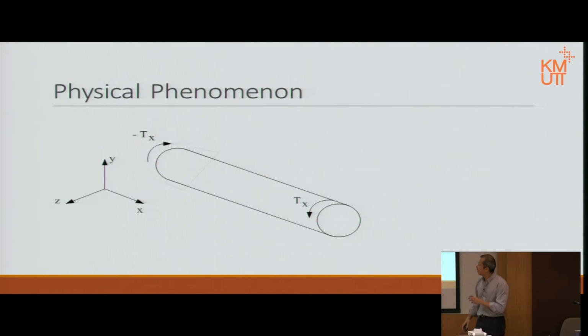Okay, now we're going to simulate the physical phenomenon, right? Just to make the calculation simpler, we'll focus on a circular cross section. Notice this is not really a rubber, this is kind of like a tube. And we twist it, Tx and minus Tx, so it's in equilibrium.